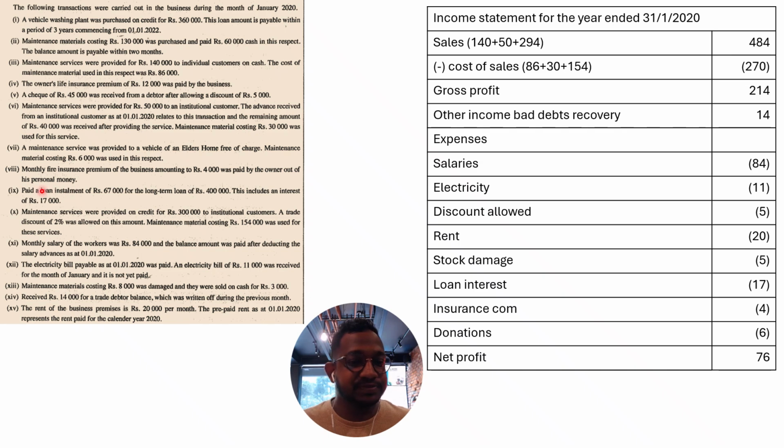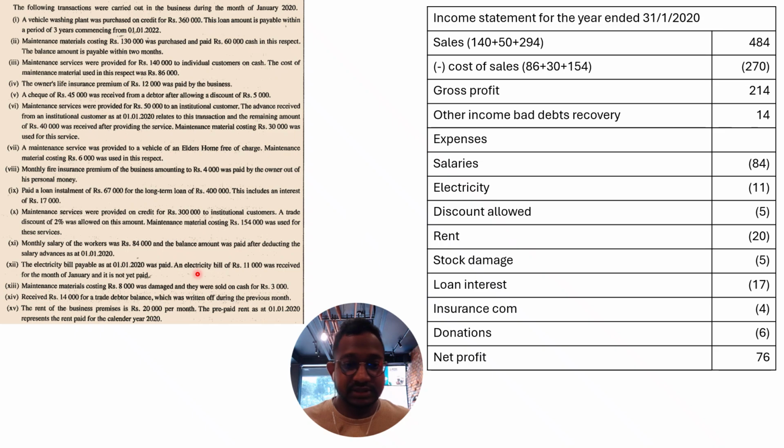And the monthly fire insurance premium of the business amounting 4,000 was paid. Either paid or not, that doesn't matter. It should consider as an expense here, insurance compensation. And the loan installment, the interest included in that loan installment, you should consider as an expense, right? And the maintenance services are 300,000, but after the trade discount, the net sales value is 294, and cost of sales of that is 154.